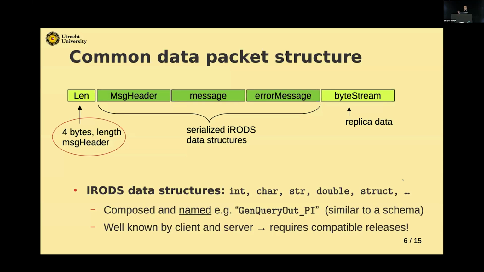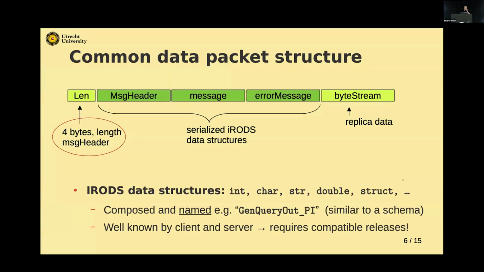But actually the buildup of a message is all common. First a header, then the actual message, potentially an error message, and lastly a byte stream, for instance the content of a replica. All of these components can be length 0 if they are absent, or otherwise filled. But the nice part are the dark green parts, because they are actually data structures. They are C structs serialized in a way that they can be composed, but they're really integers, characters, strings, doubles, the common stuff you find across languages.